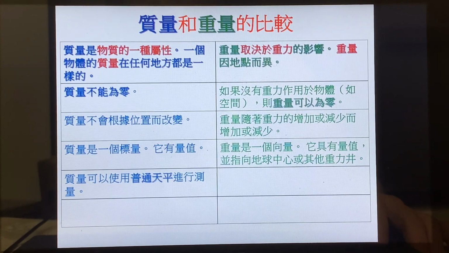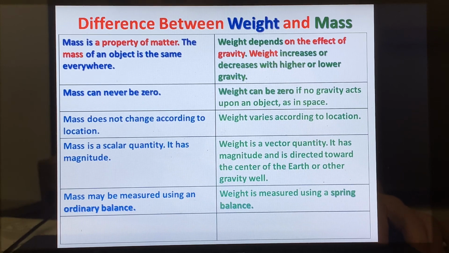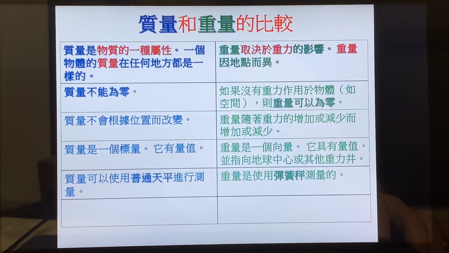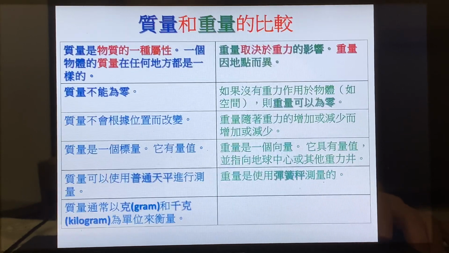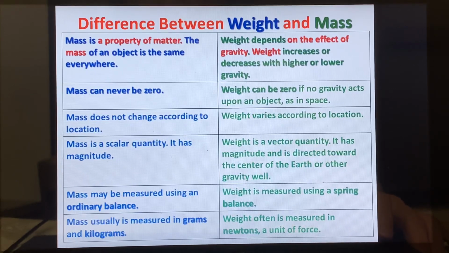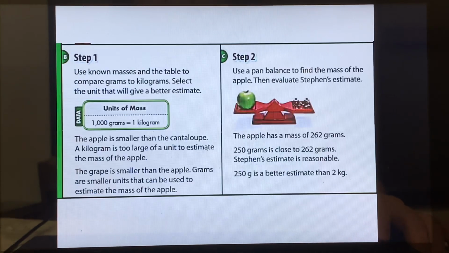Mass may be measured using an ordinary balance. 质量可以用普通的天平来进行测量。Weight is measured using a spring balance. 重量是要使用弹簧秤来测量的。Mass usually is measured in grams and kilograms. 质量通常以克和千克为单位来衡量。Weight often is measured in newtons, a unit of force. 重量通常是以牛顿为单位来衡量，牛顿是一种力的单位。Units of mass. 1,000 grams equals 1 kilogram.